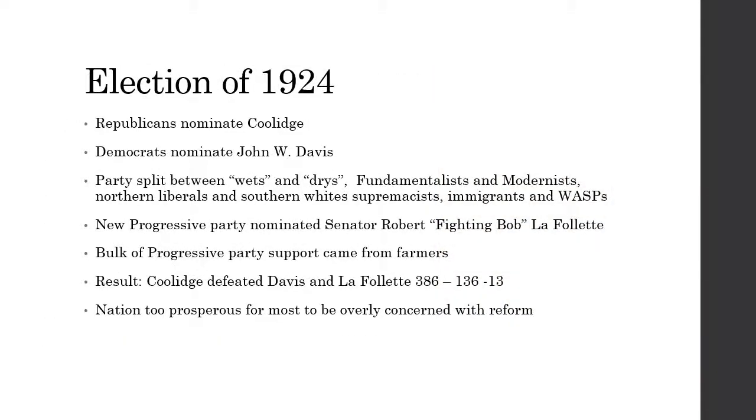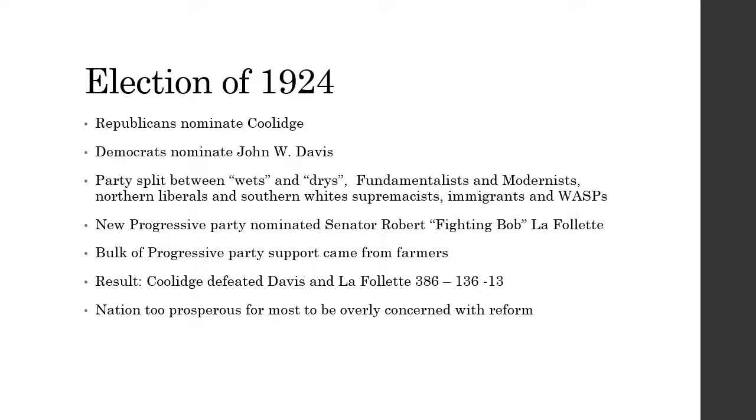That brings us to the election of 1924. So Calvin Coolidge will run as the Republican candidate. He was kind of the one who takes over after Harding. The Democratic candidate will be John W. Davis. The parties as a whole are split, so even within the party lines, you have those who are for prohibition, those who are against it, those who are for Darwinist ideas, and those who are against Darwinist ideas. You have those who are for immigration, who are liberal, those who are not. And all of these competing views come together in this election.